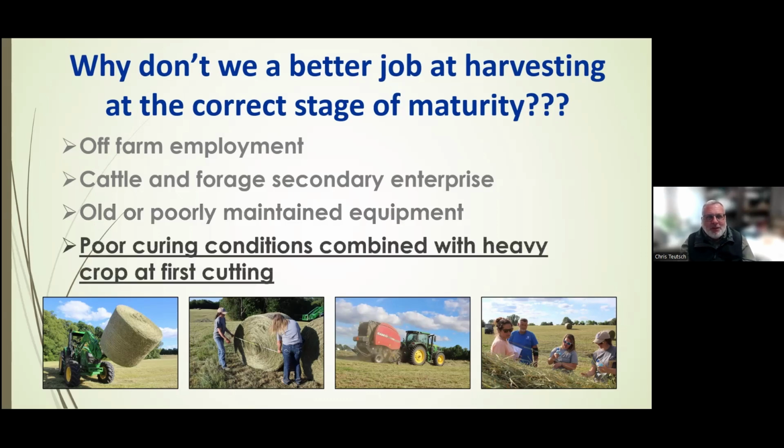And then we have poor curing conditions, and this is probably one of the biggest factors. We combine poor curing conditions in the spring, when we really need to be in the field in May harvesting that forage, and combine that with a heavy crop at that first cutting, and it just delays when we can harvest forage.